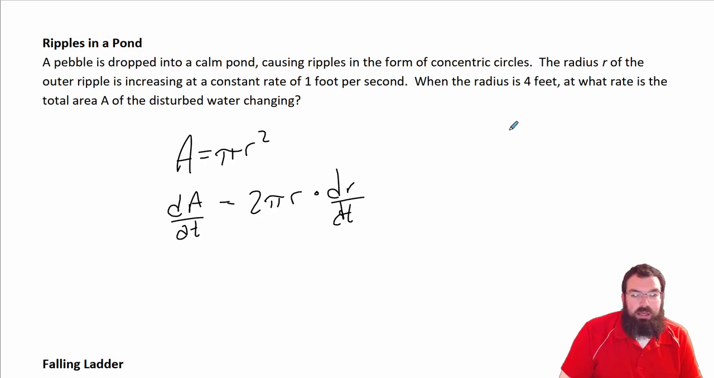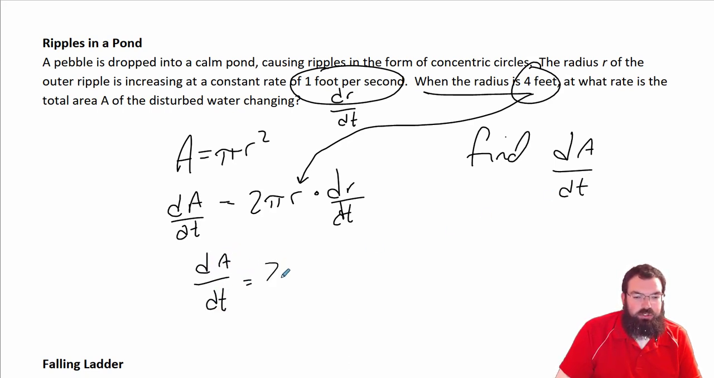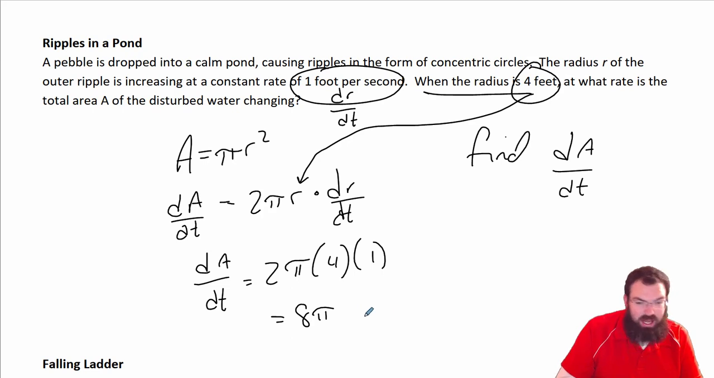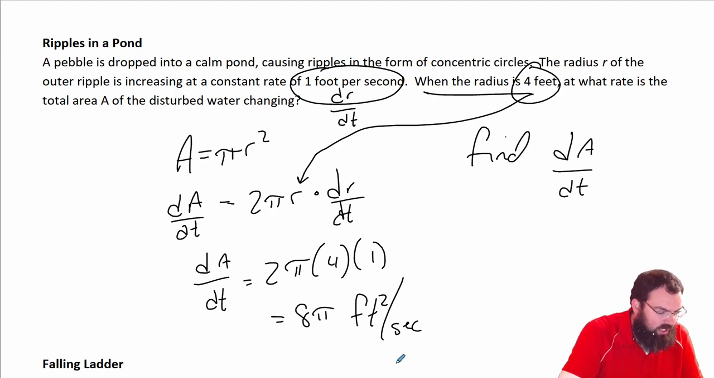Great. When the radius is 4 feet, that's the radius, so I'm going to plug that in there. The radius r of the outer ripple is increasing at a constant rate of 1 foot per second. So that's dr over dt. I'm trying to find dA over dt. So dA over dt is equal to 2 pi. r is 4, we just plug that in. And dr dt is 1. So that's equal to 8 pi. And because it's area, we're at feet squared per second.